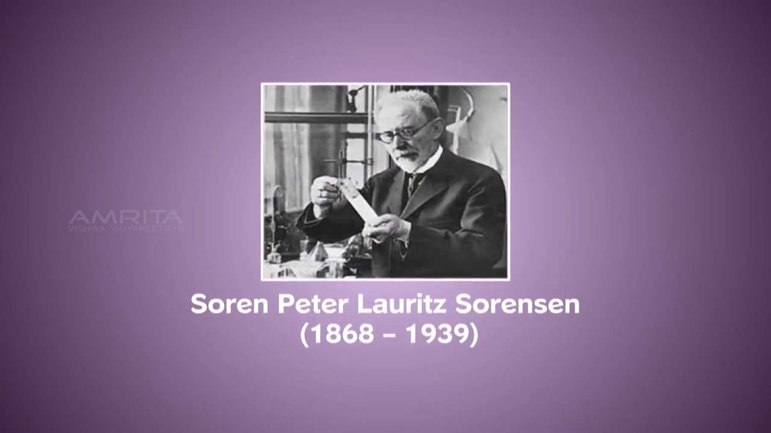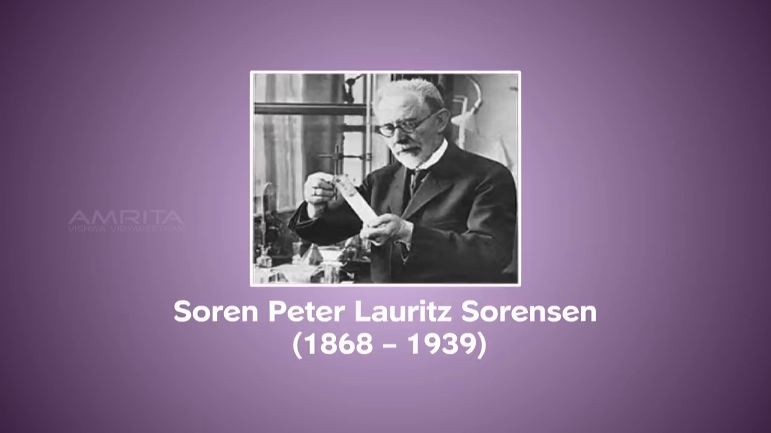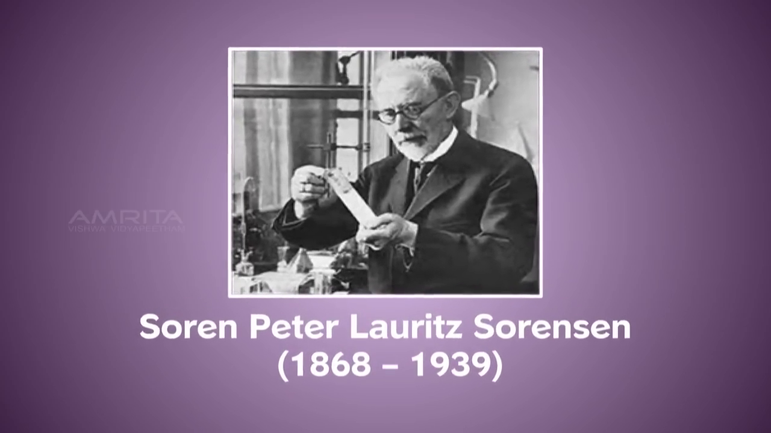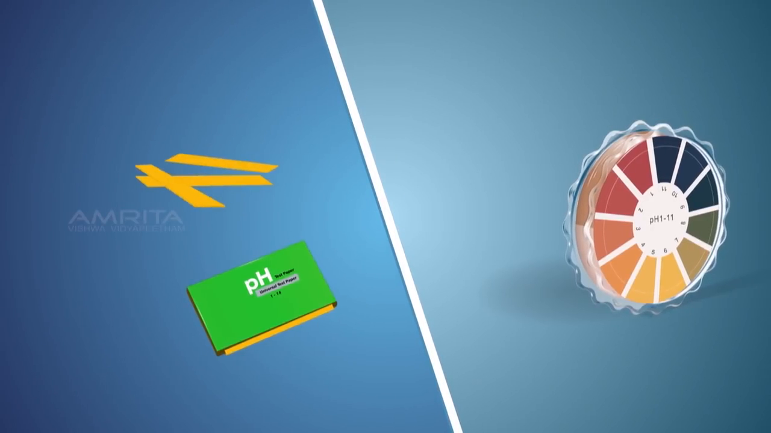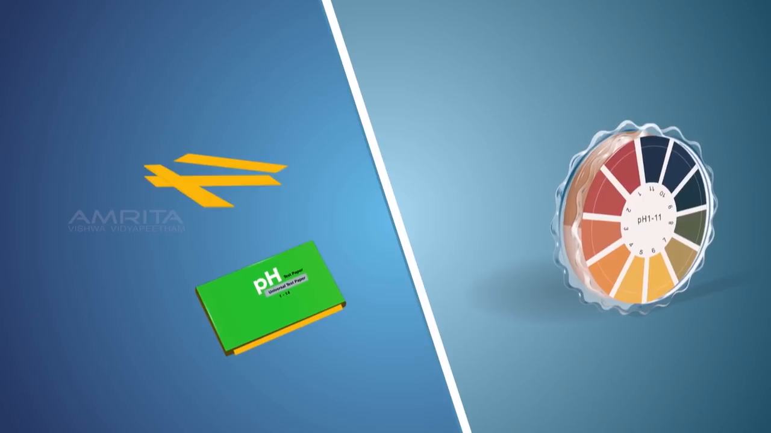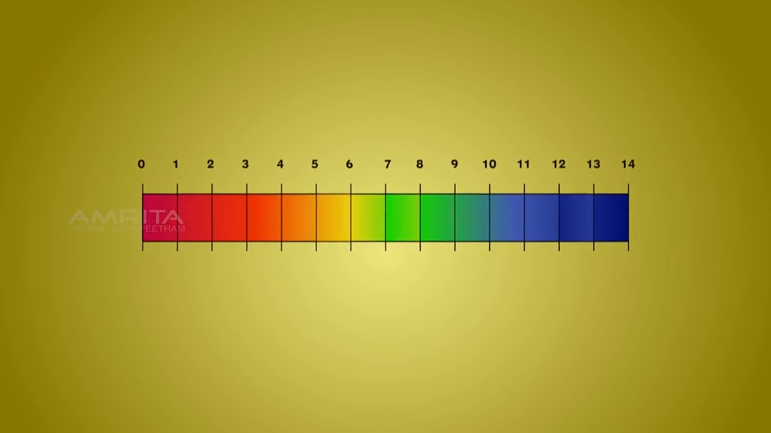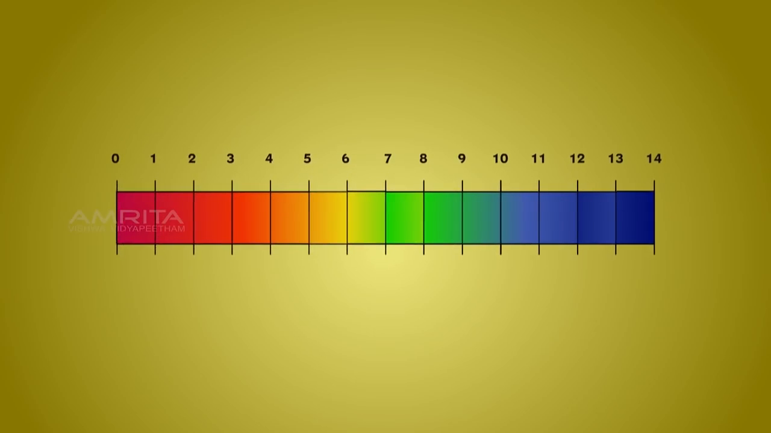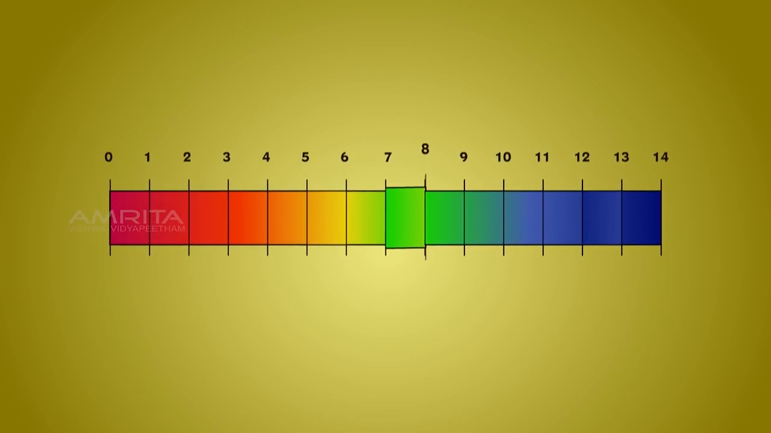In the year 1909, a Danish biochemist, Søren Peter Lauritz Sorensen, introduced a scale to measure acidic or basic strength, known as the pH scale. The scale runs from 0 to 14. The pH of an acidic solution is less than 7. The pH of an alkaline solution is greater than 7. The pH of a neutral solution is 7.